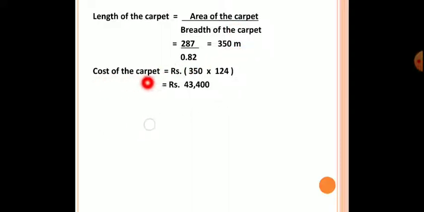So thus the cost of the carpet is equal to 350 into 124, which is equal to rupees 43,400. So that's it for this part.